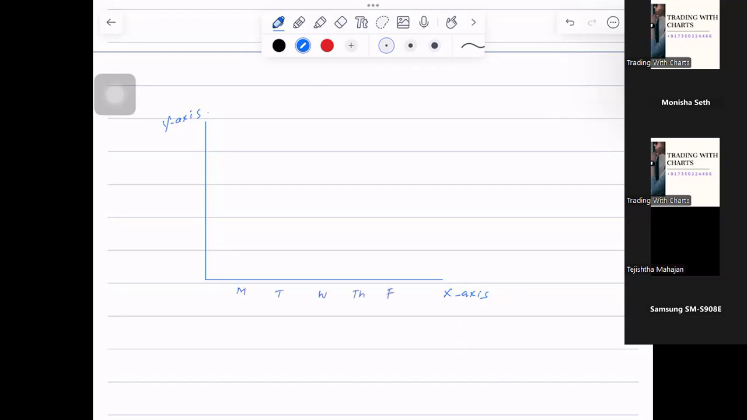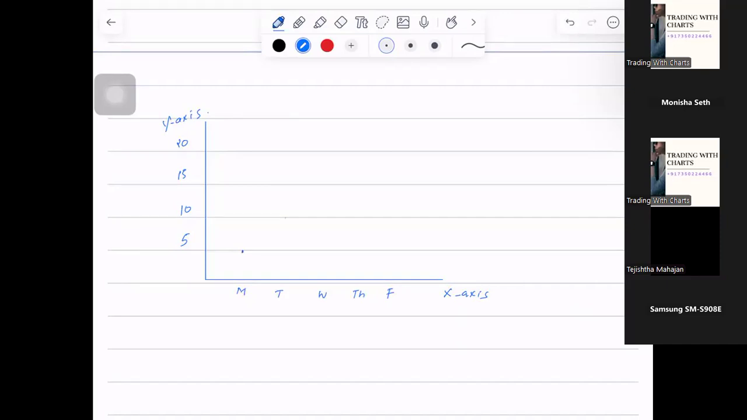On the y-axis, we will plot prices. Okay, let's say 5 rupees, 10 rupees, 15 rupees, and 20 rupees. As I told you, in order to draw a line chart, we need only the closing price, right? So let's assume, on Monday, price closed at 5 rupees. Okay, Monday को कहां पर बंद हुआ स्टॉक? 5 rupees पे.